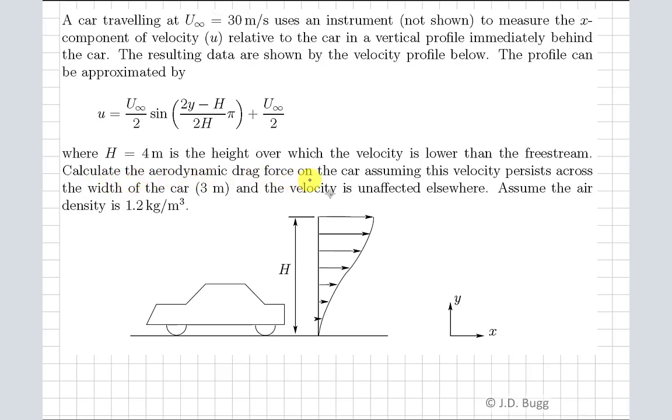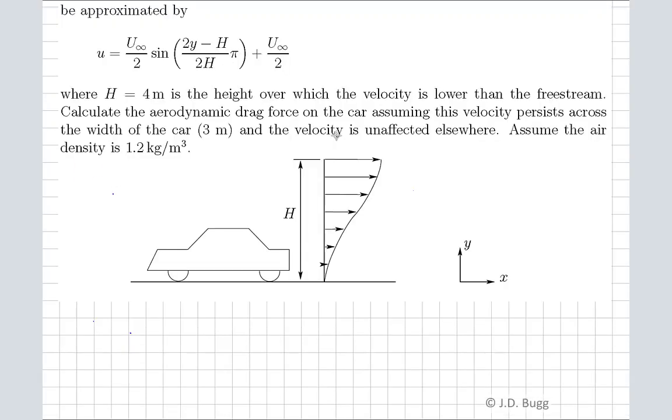Calculate the aerodynamic drag force on the car, assuming this velocity profile persists across the width of the car, 3 meters, and the velocity is unaffected elsewhere. So that's talking about in and out of the page, so in the z direction. The width of this velocity profile is 3 meters, and beyond that we just have the uniform free stream. Assume the air density is 1.2 kilograms per meter cubed.